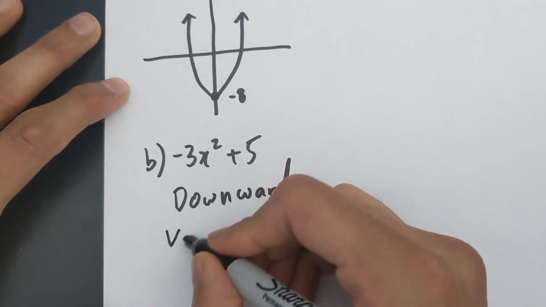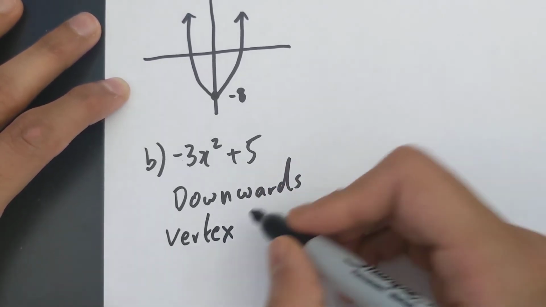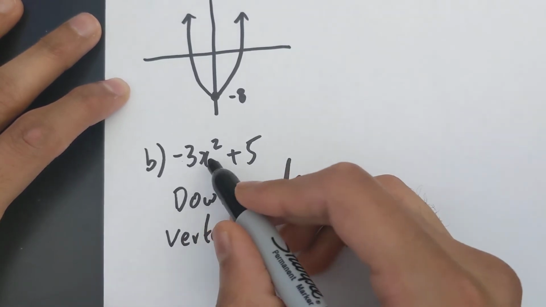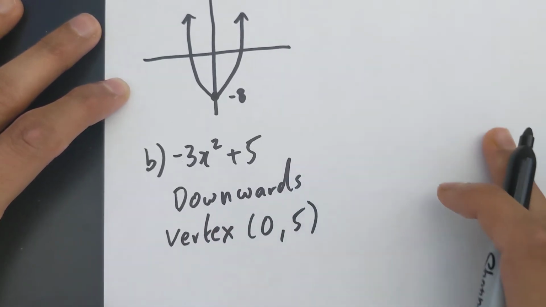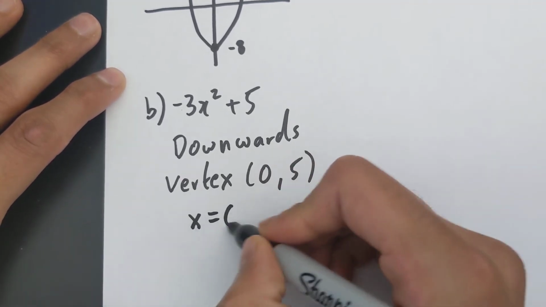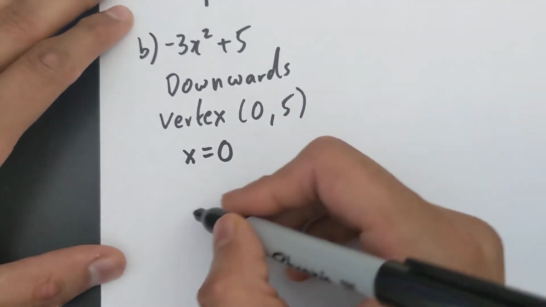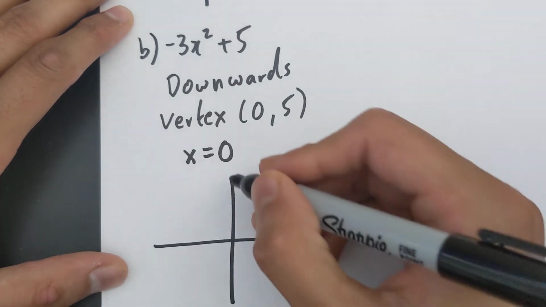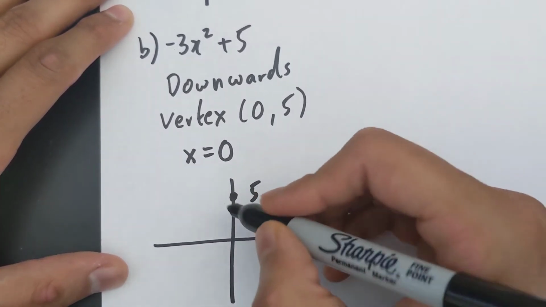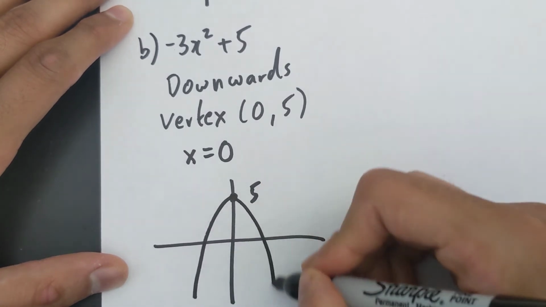Again, the x value of my vertex here is 0. My y value is 5. The x value is always added or subtracted in the bracket. My equation of axis of symmetry again is x equals 0. If I draw this one, my vertex is at 0, 5, so that's 5 right there. It opens downwards. It's going to look like that.